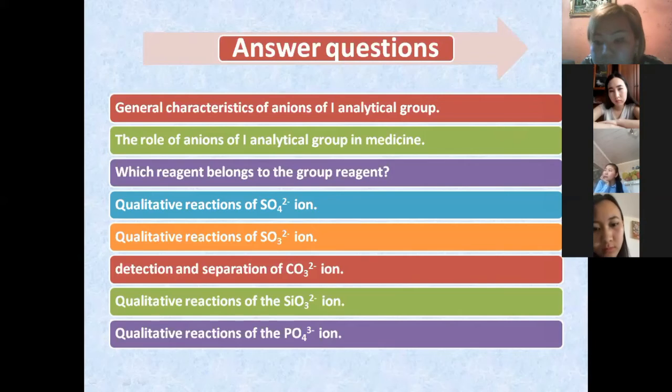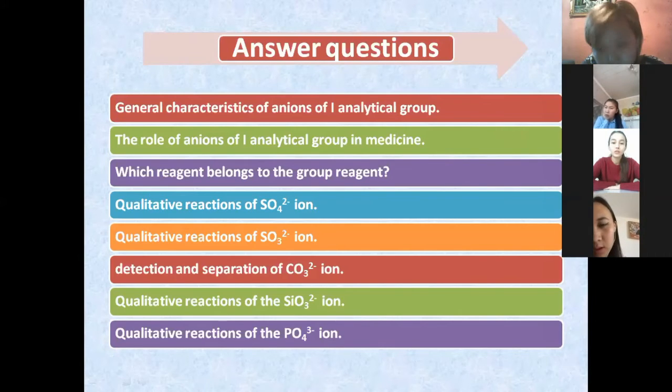Okay, Guldana, please continue. My question is the qualitative reaction of sulfates. Sulfates react with barium chloride to form a white precipitate of barium sulfate. For example, in the reaction equation, sodium sulfate interacts with barium chloride, and as a result barium sulfate precipitate is formed. Excellent.